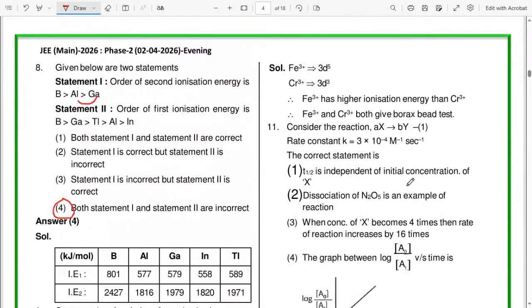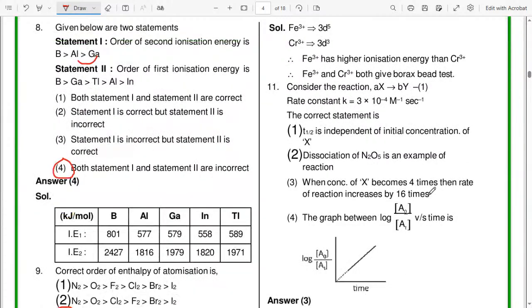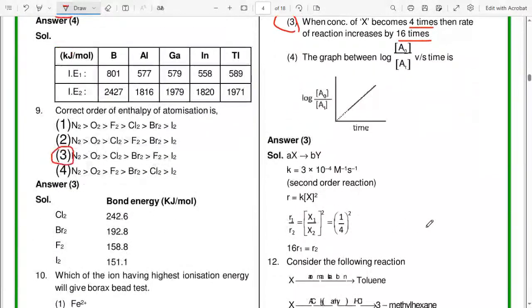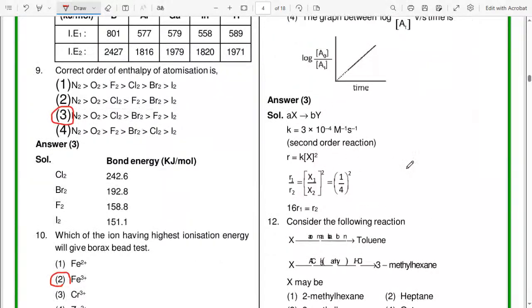Next question number 11. Consider the reaction AX gives rise to BY, that is 1. Rate constant, that is K, is given as 3 into 10 to the minus 4 per mole per second. The correct statement is, so the correct option is 3. When concentration of X becomes 4 times, then rate of reaction increases by 16 times. So this is the correct answer, students. Next solution is given here.